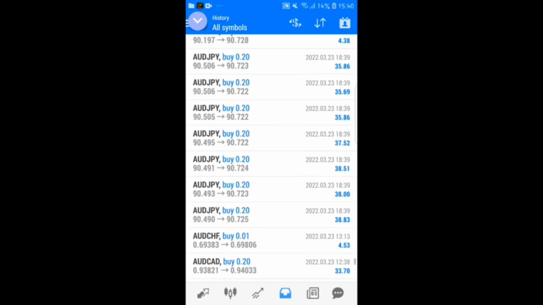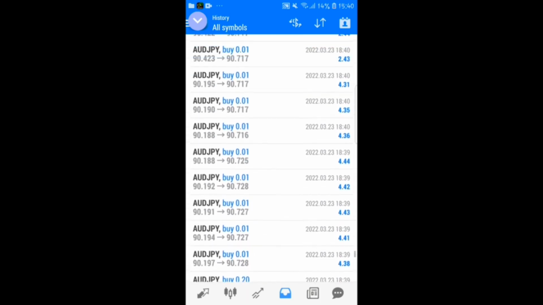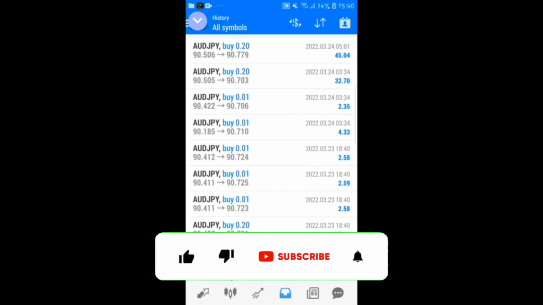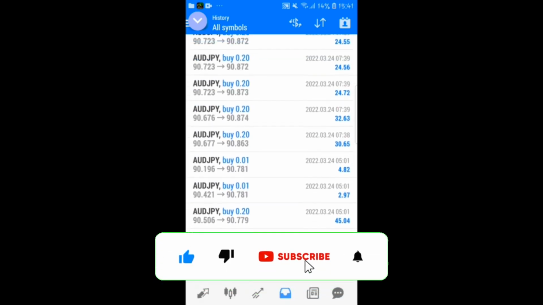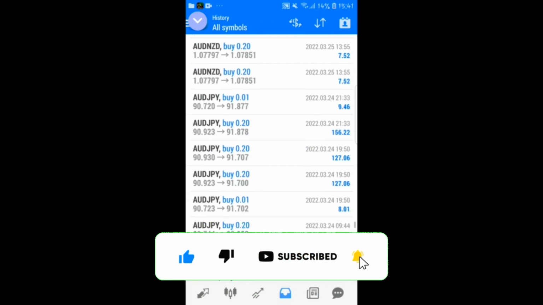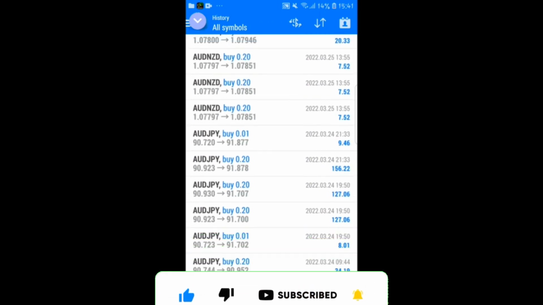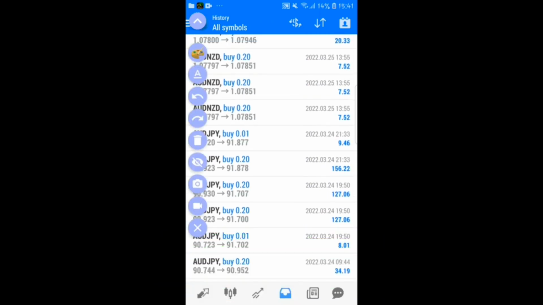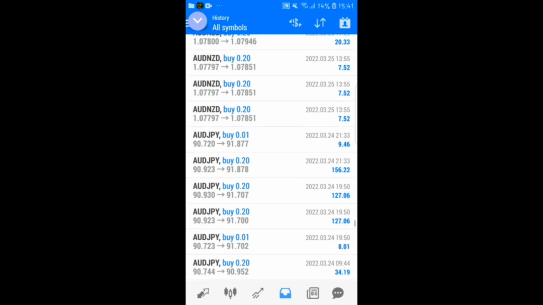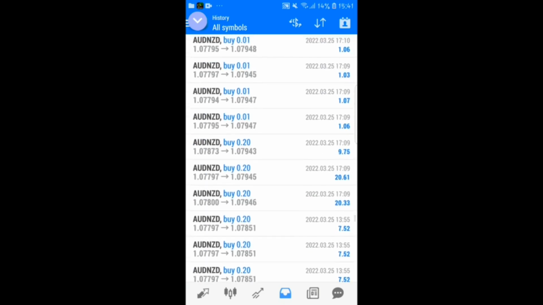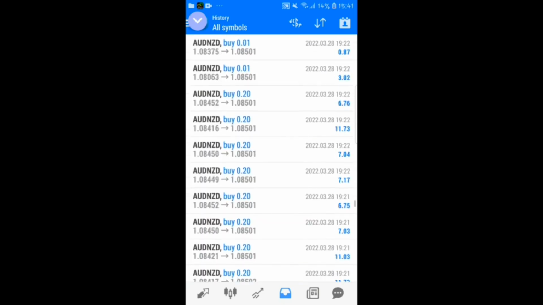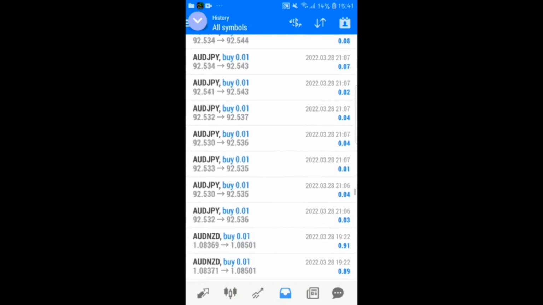So you see AUD/CAD, AUD/JPY. I've really milked these AUD pairs. They have actually become my favorites. You see AUD/JPY, then you see here, like this was beautiful, 156. I can see here 156, 127, 127. That was really a good day. Then you continue, you see AUD/NZD, right? Don't know why I started with AUD/NZD, then I'll just close them.